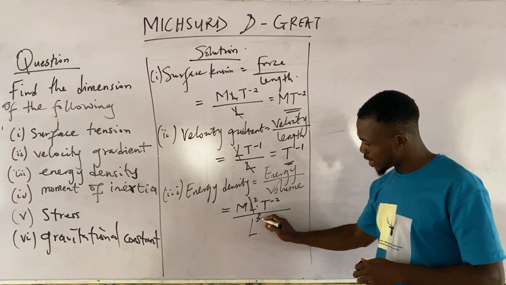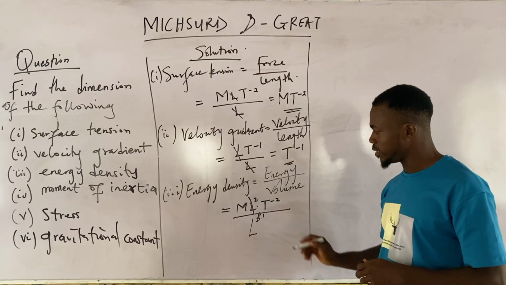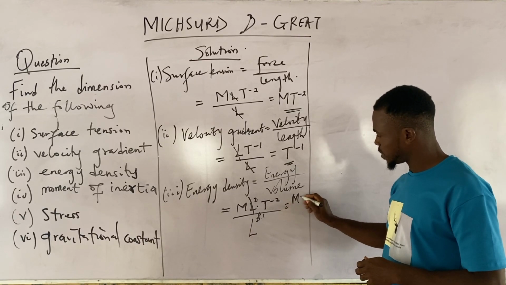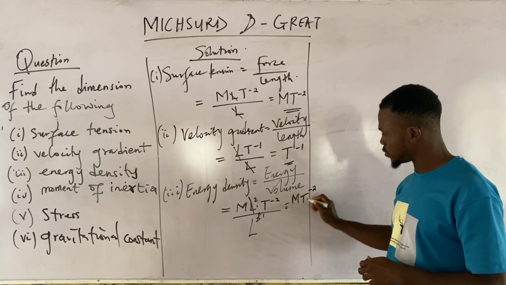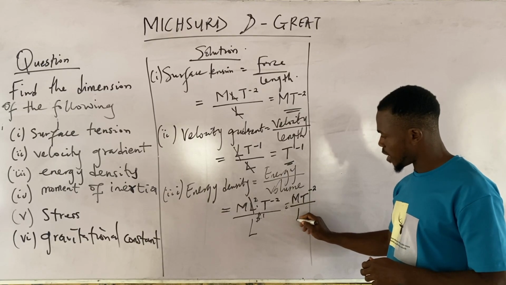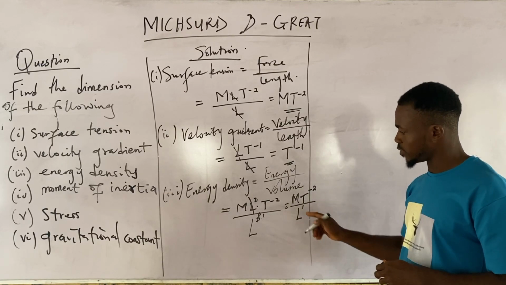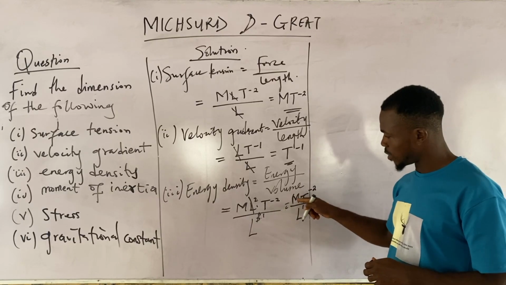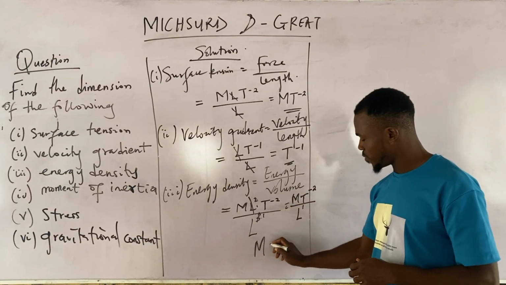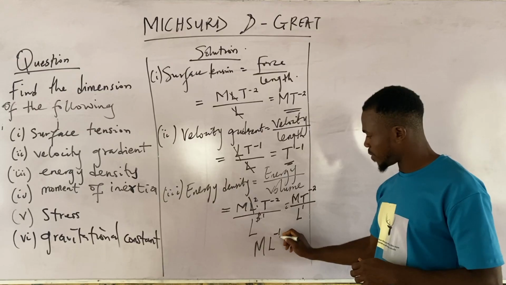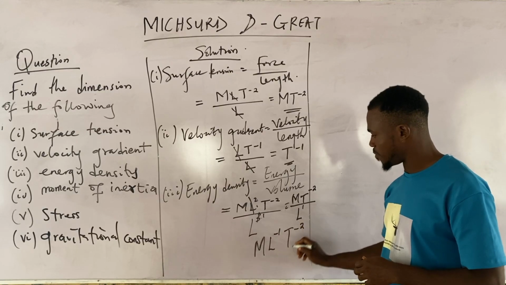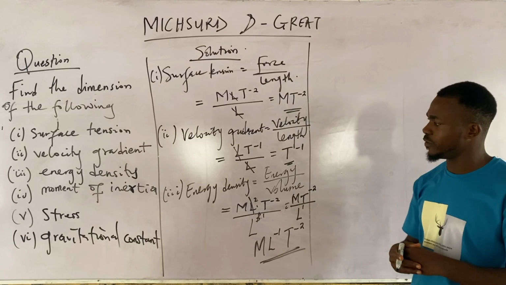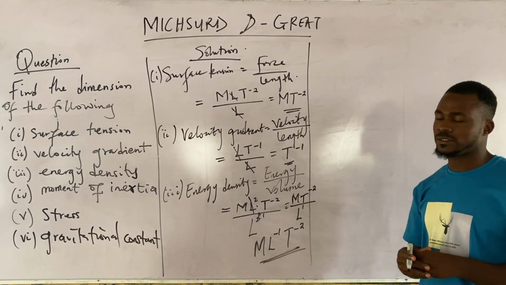So two of these cancel out, and one will remain. What we have left now is MT^-2 over L^1. Now this L^1 can come up, and once it comes up, we have ML^-1T^-2. So that gives us the dimension for energy density.